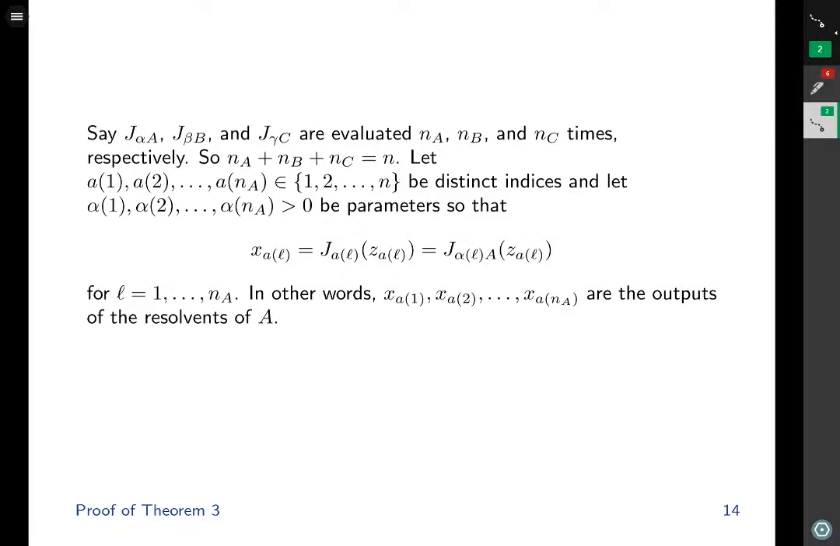Let's say that the resolvents with respect to A, B, and C are respectively evaluated NA, NB, and NC times. Since we have n evaluations total, we have NA plus NB plus NC equals n. Let A1, A2 up to ANA be distinct indices, and let alpha 1, alpha 2 up to alpha NA be positive parameters so that the resolvent evaluation number AL is the resolvent evaluation with respect to A with parameter alpha L. In other words, XA1, XA2 up to XANA are the outputs of the resolvents with respect to A.